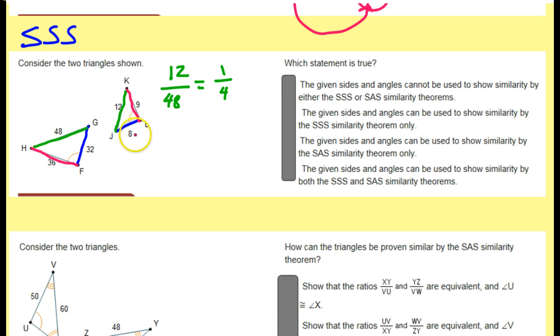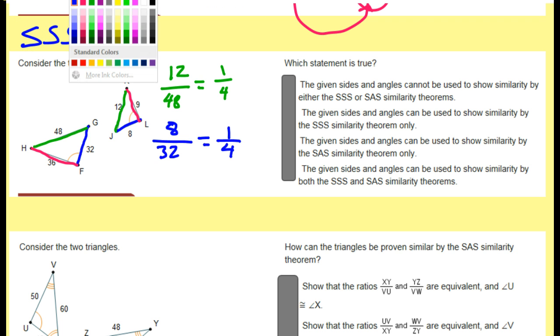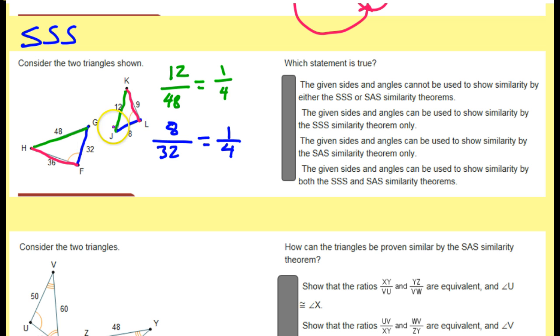Alright, let's do the blue ones now. So let's go 8 over 32. You know 8 goes into 32 4 times, right? So obviously this is 1 over 4. So far we have a pair of sides and another pair of sides. Let's see if we have all three. Let's do the pink ones. 9 over 36.